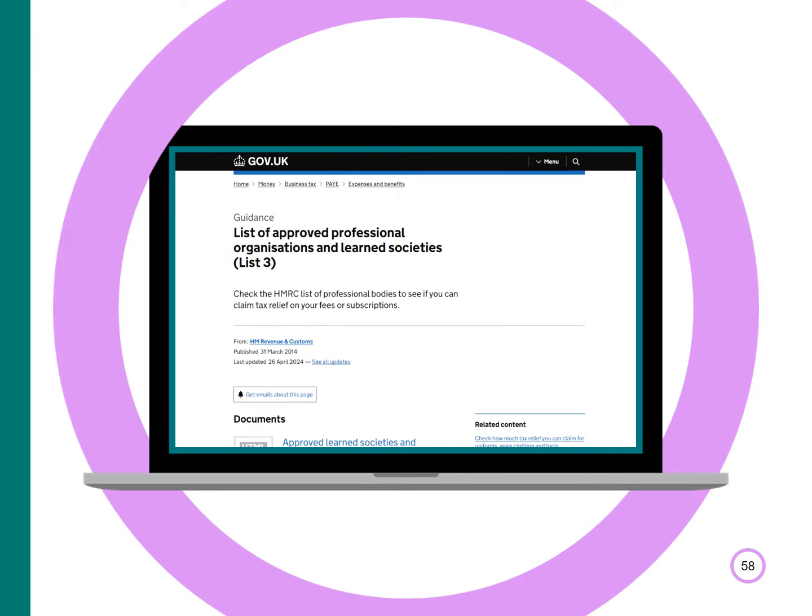You can find a list of approved learned societies and professional organisations on gov.uk. Just search List 3. Although the list is alphabetical, it's worth reading the introduction notes, which make it clearer how things are listed.